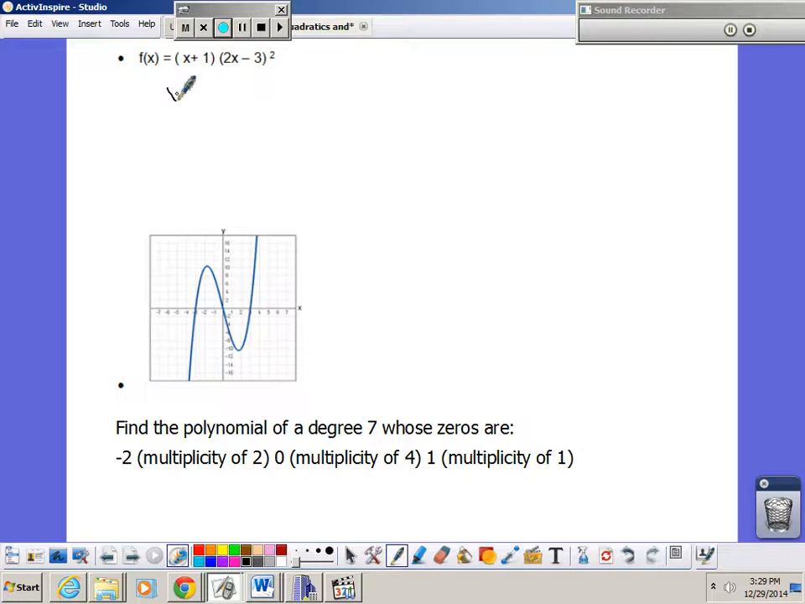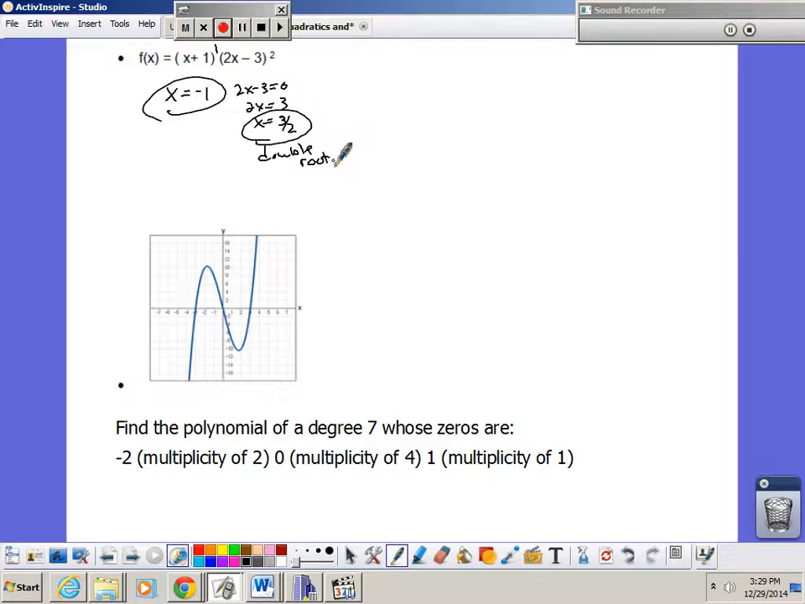Okay, so this is x equals negative 1. 2x minus 3 equals 0, so 2x equals 3, so x equals 3/2. So I have, it's supposed to be 1, 2, 3 roots. This is 1, this is a double root. So there are my other 2.